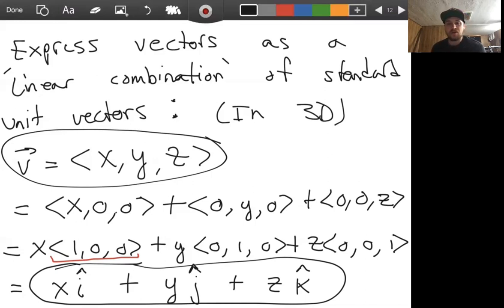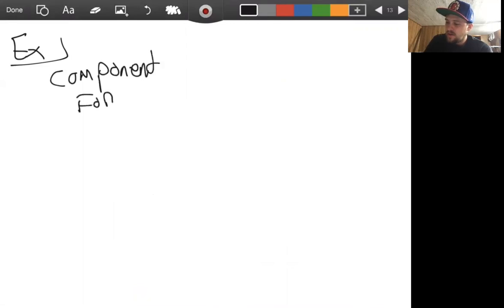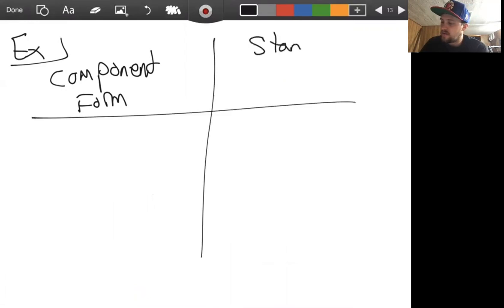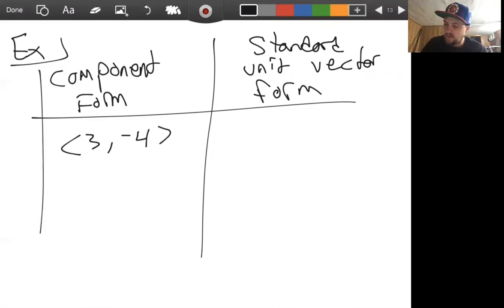Later, when we discuss cross product, we'll express vectors using standard unit vectors. And we'll get to that in a few lectures. But I want to introduce standard unit vectors now. So, we could do a quick little handful of examples here. Let's look at component form versus standard unit vector form, right? If we were looking at the vector, let's take like 3, -4, right? Well, in standard unit vector form, we can say v equals 3i hat minus 4j hat, right?